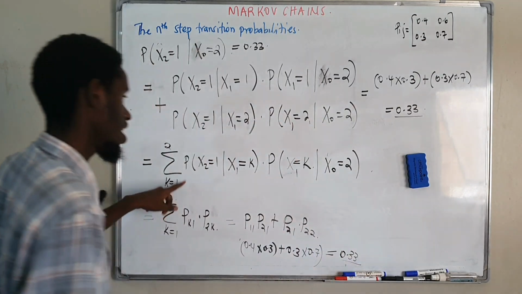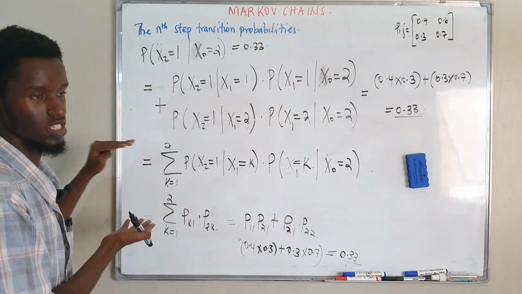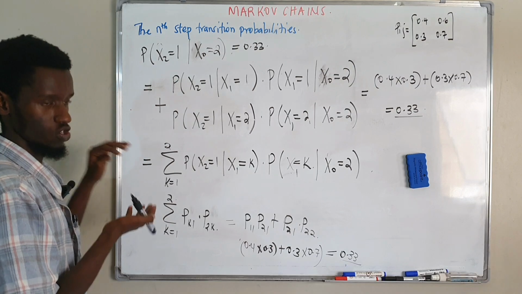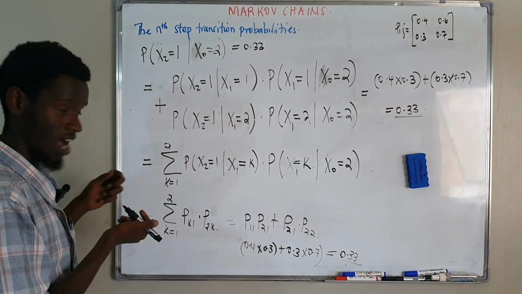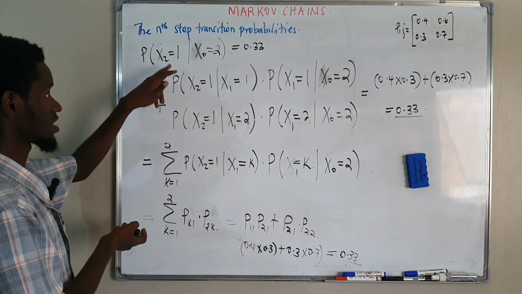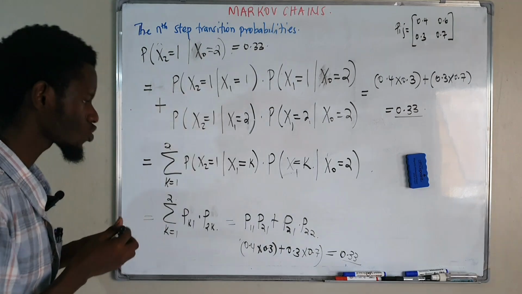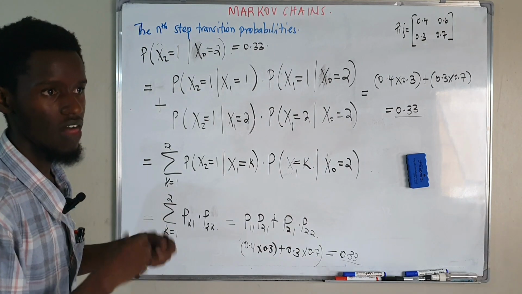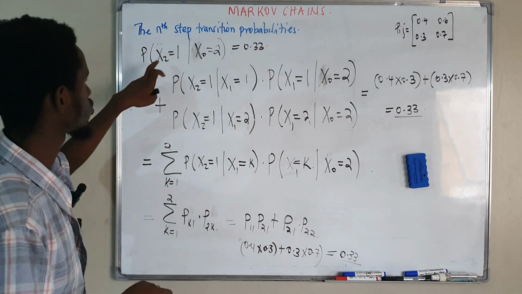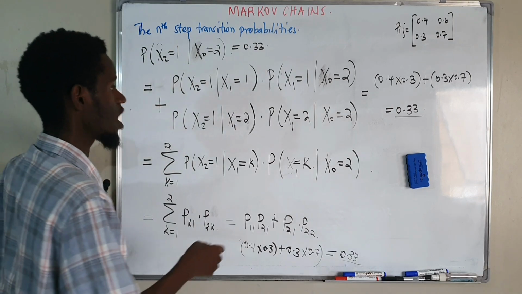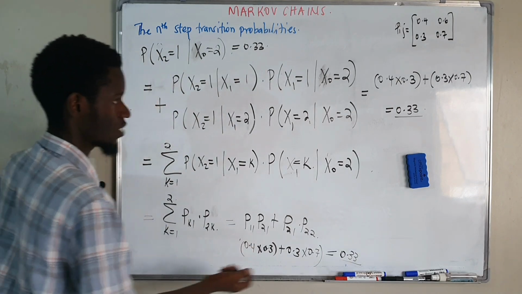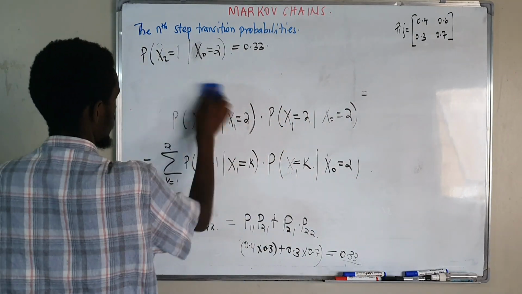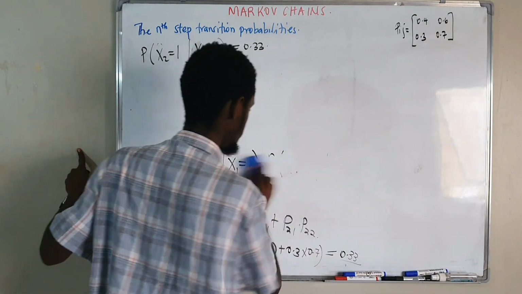Okay, what I've done here is going to help us in the next chapter in proving the Chapman-Kolmogorov theorem. This theorem is going to help us answer questions which have n-step transition probabilities. But to simplify the work more, I can also give you another hint on the other approach to get the n-step transition probability.